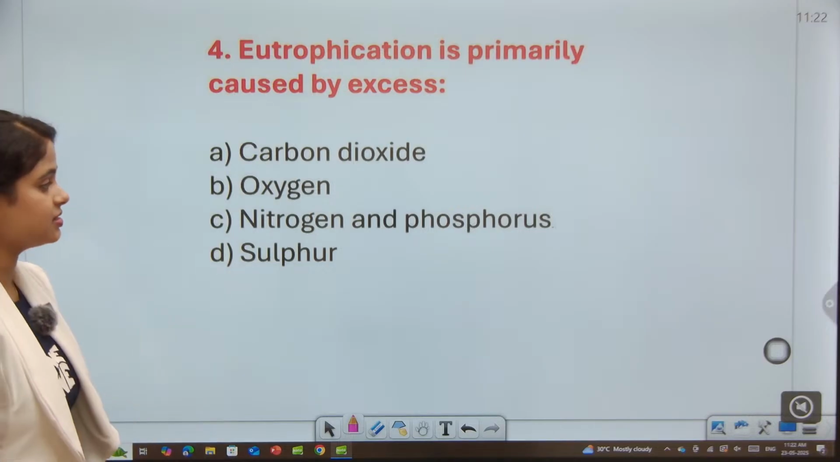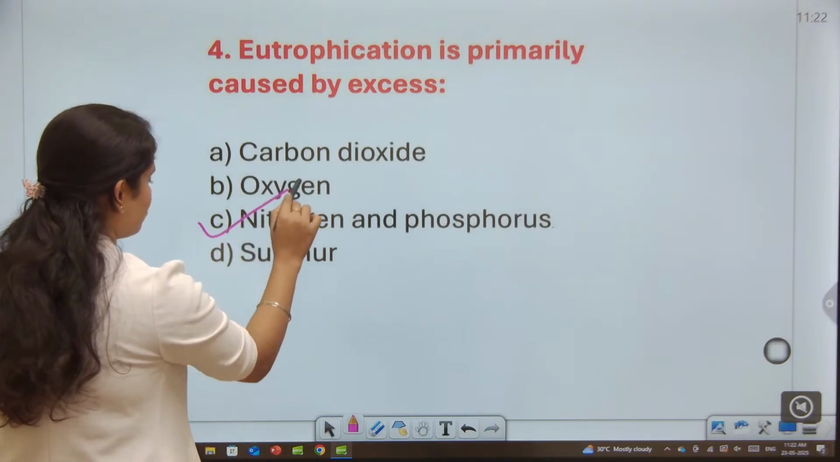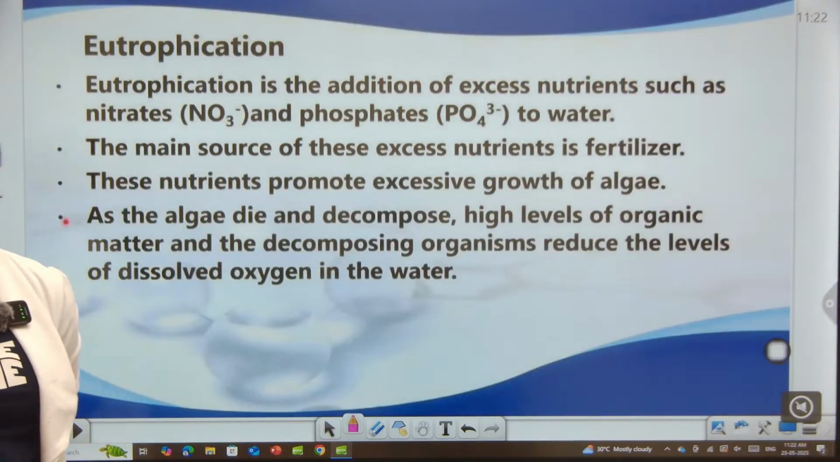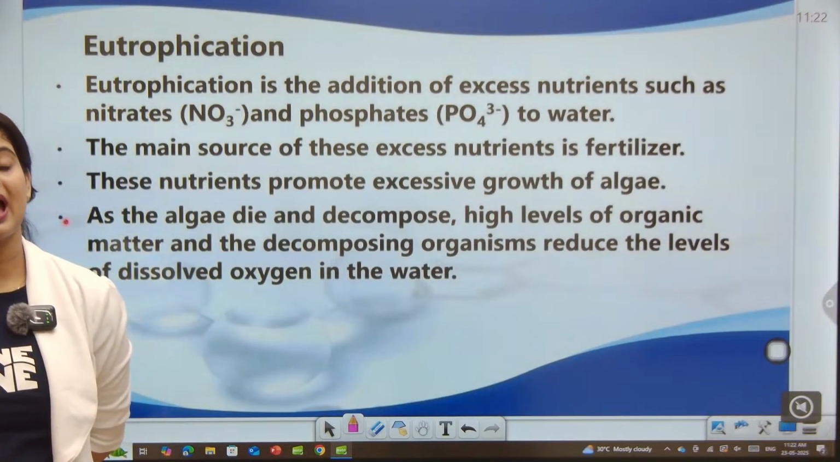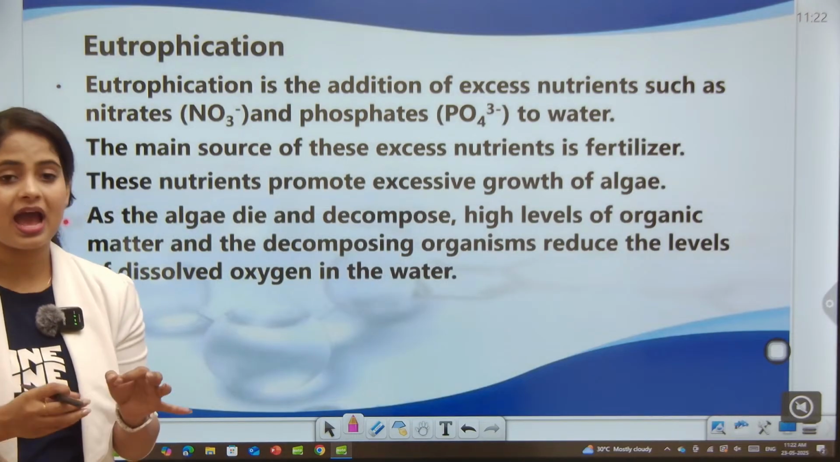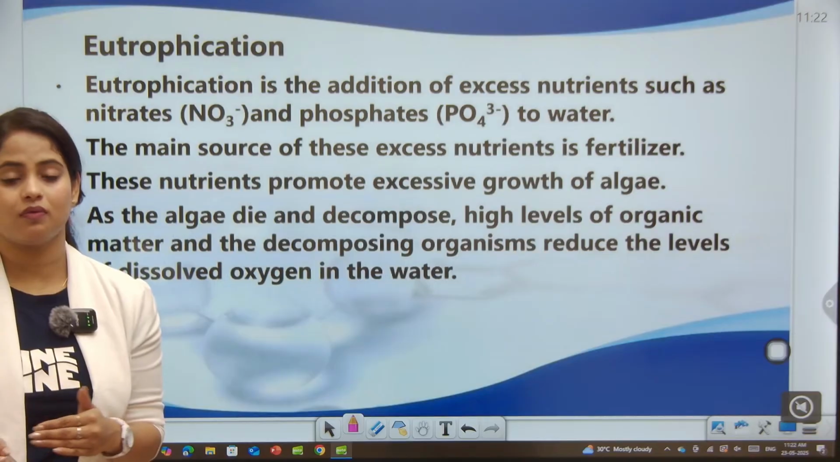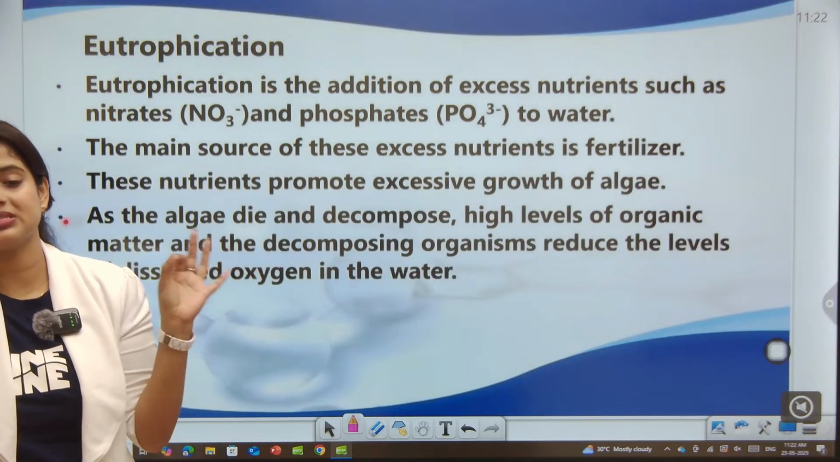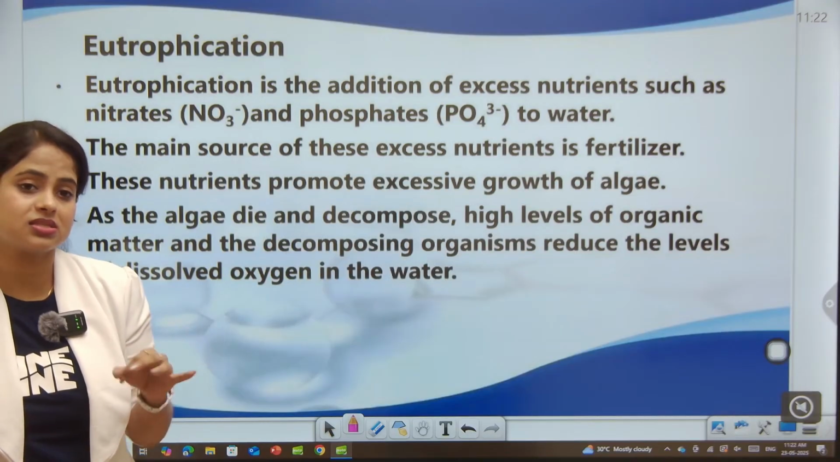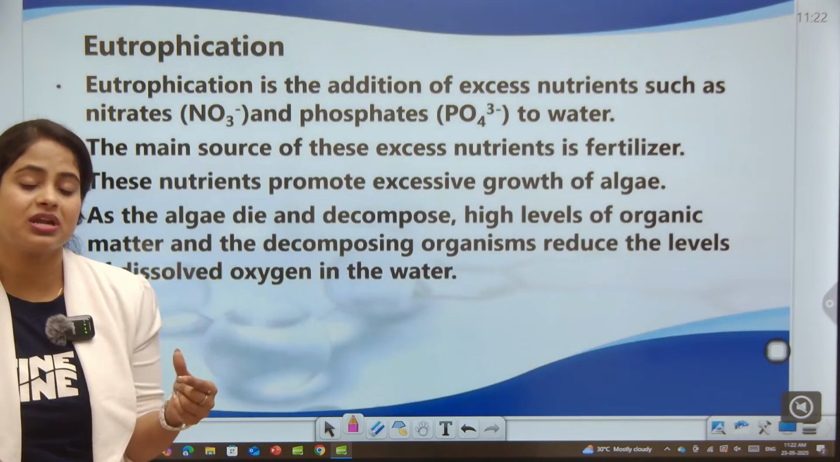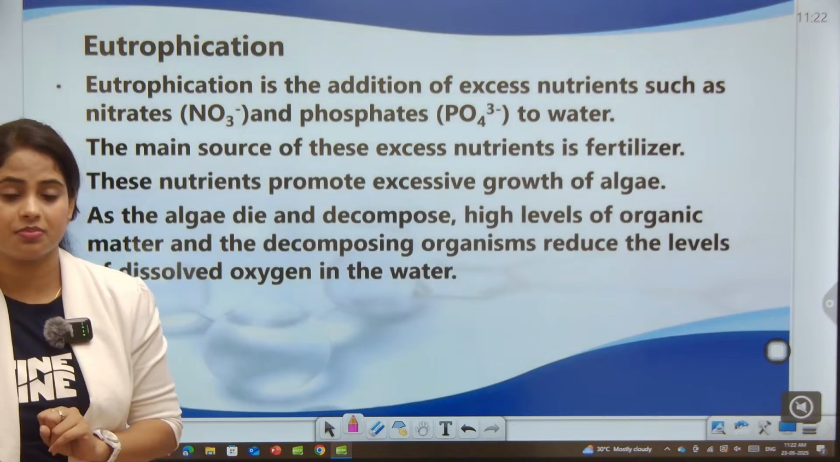So, the right answer is nitrogen and phosphorus, which lead to eutrophication. See, eutrophication is the addition of excess nutrients such as nitrates and phosphates to water. When water has excessive nitrates and phosphates, we can say this is eutrophicated water. The main source of these excess nutrients is fertilizer. Keep it in your mind.